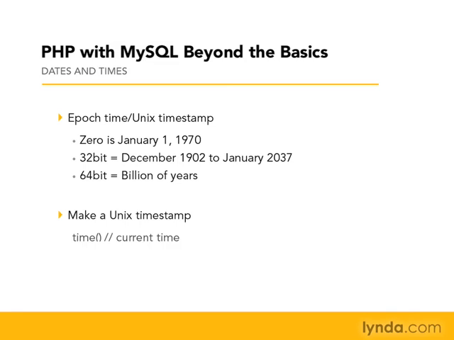The first is just time. Time with no arguments, just the parentheses, and that will return the current time. And remember, that's the number of seconds since 1970. Okay, so that's the Unix timestamp.